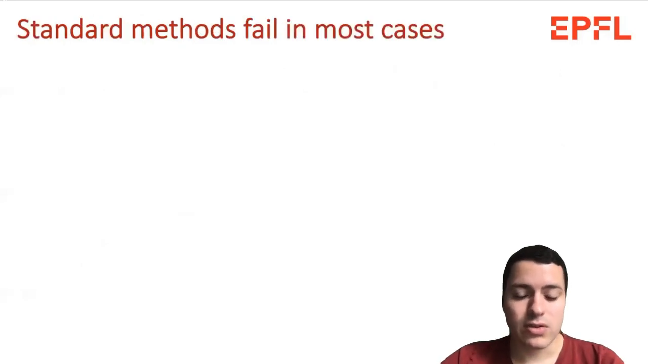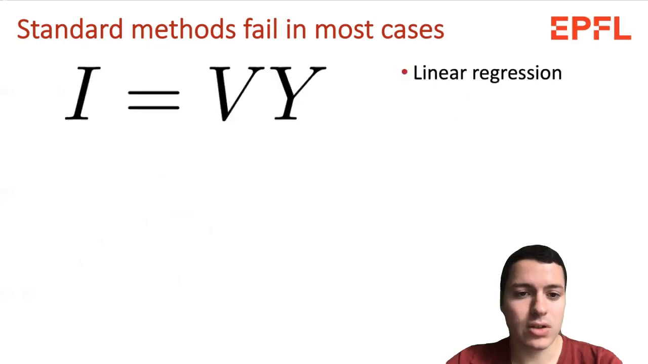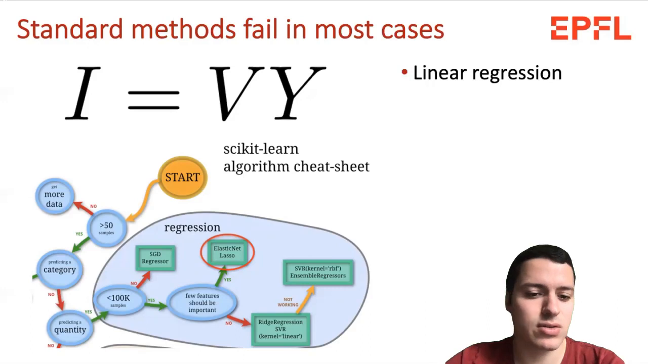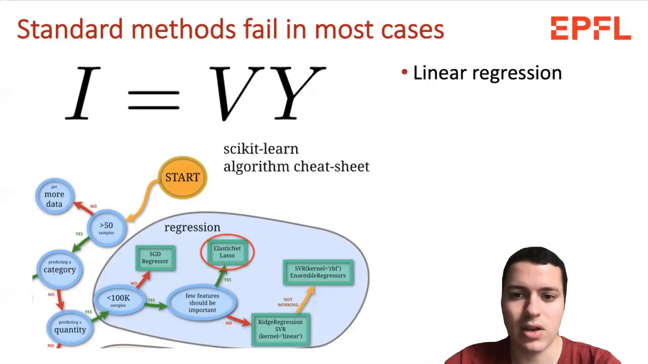Now, methods to automatically identify the parameters of a network have been developed for transmission grids. It is a linear regression, I equals VY, from Ohm's and Kirchhoff's law, where I is the current, V is the voltage, and Y is the admittance matrix. The state of the art is least squares, but since the Y matrix is sparse, if the topology is not known, as you can see from scikit-learn, it's usually lasso or elastic net.